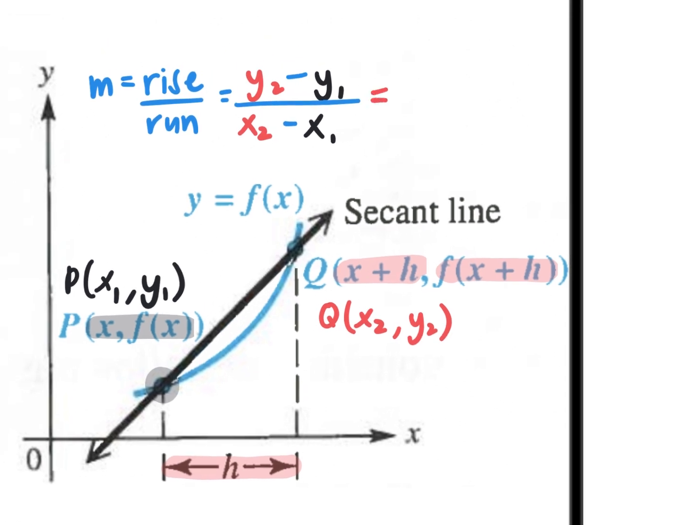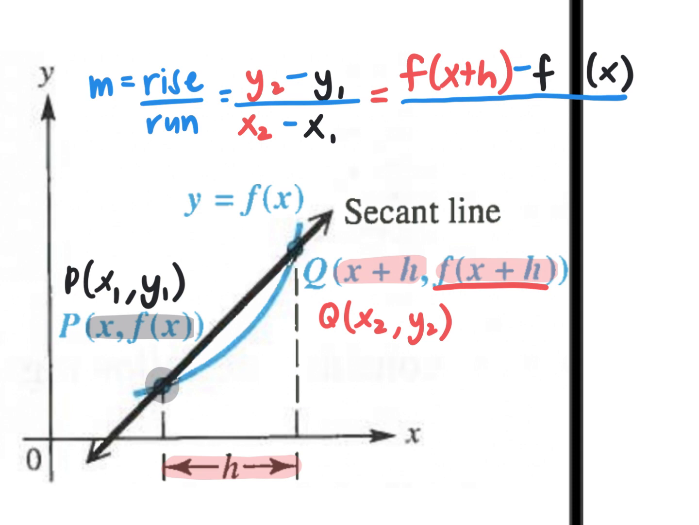So this is the exact same thing as what we just wrote, except the notation now looks like this. My y2 value is f of x plus h, minus my y1 value, which is f of x. Ran out of space there. And then that's all being divided by my x2, which was x plus h, minus my x1, which is x. Do we see where I got all of those things from the points that we were given?